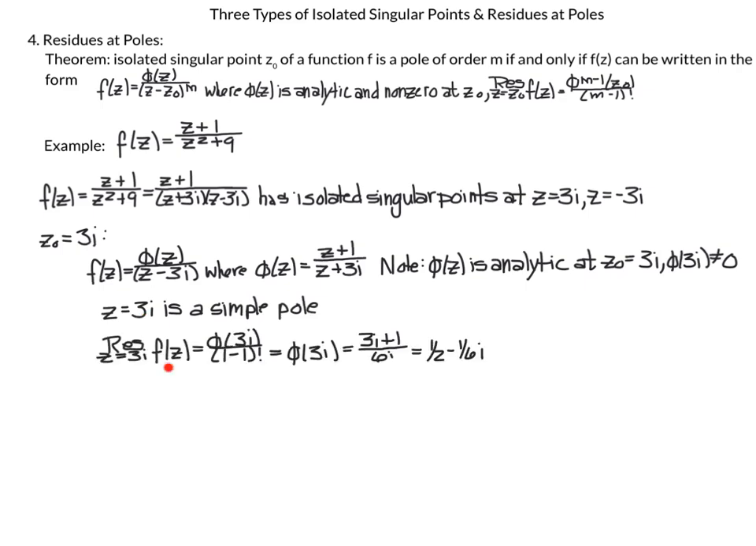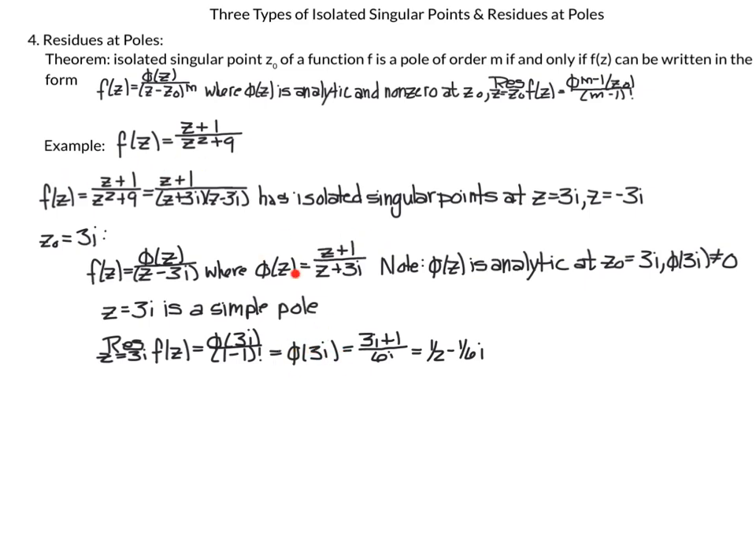And its residue, well, since it's simple, m is equal to 1, so that just means it's our phi evaluated at 3i over 1 minus 1 factorial, which is just 0 factorial, which is 1. So we're left with phi of 3i. So plugging in 3i into phi, we get 3i plus 1 over 3i plus 3i, which is 6i, which gives us 1/2 minus 1/6 i. One thing I'm just going to warn you about, when you plug in your phi of 3i, just make sure you're not plugging 3i into your f of z.